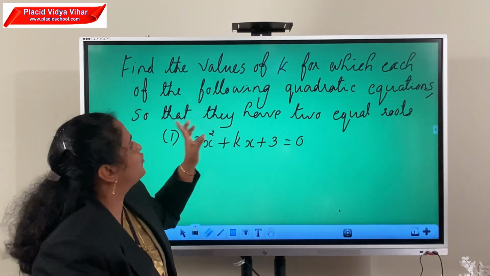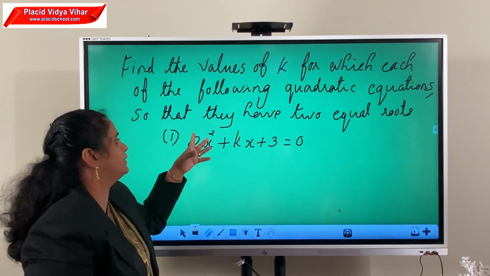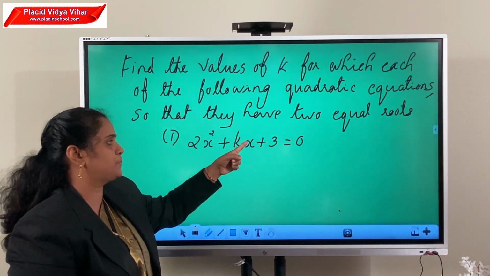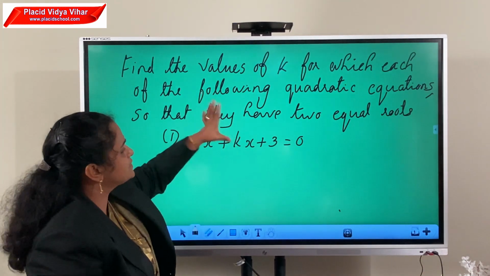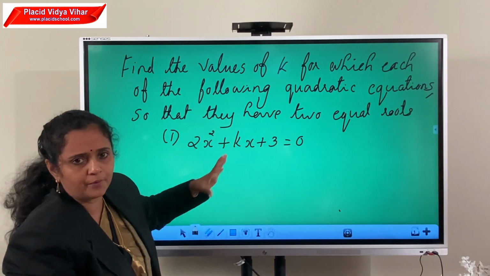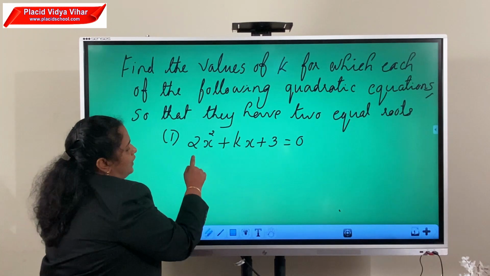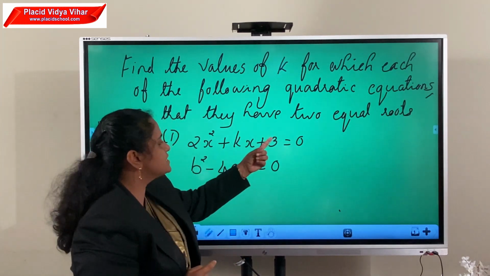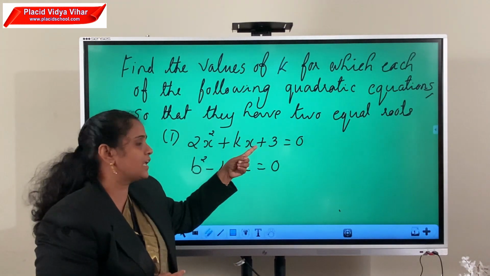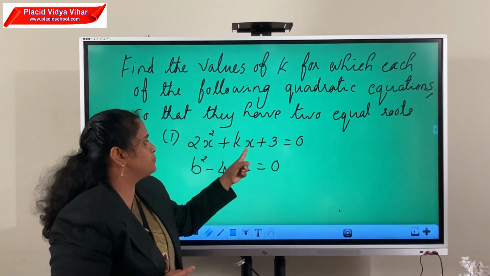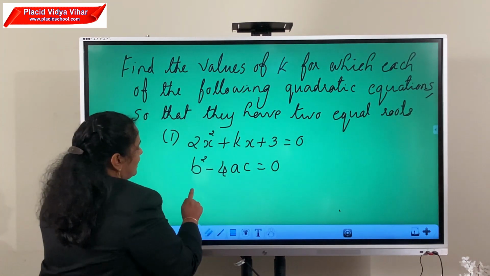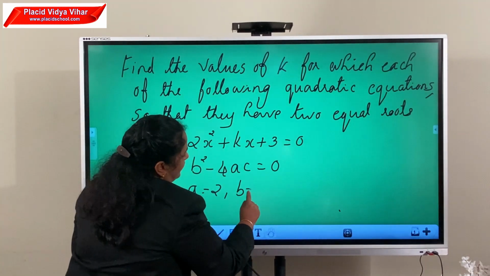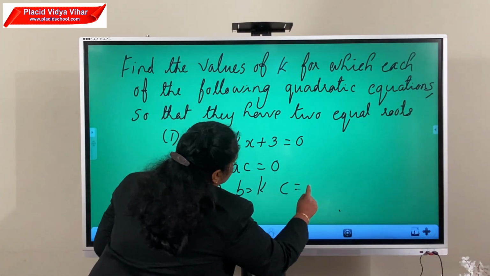Find the values of k for which each of the following quadratic equations has two equal real roots. The question is 2x square plus kx plus 3 equal to 0. In this question, it is given that the roots are equal. Then we know that if the roots are equal, b square minus 4ac equal to 0. This equation is a quadratic equation. It can be written in the form ax square plus bx plus c equal to 0. Then a is the coefficient of x square, that is 2, and b is the coefficient of x, that is k, and c is the constant term.